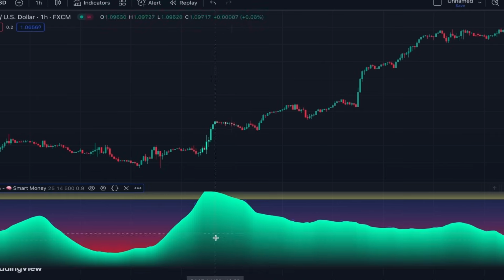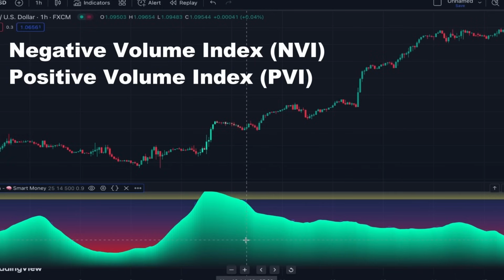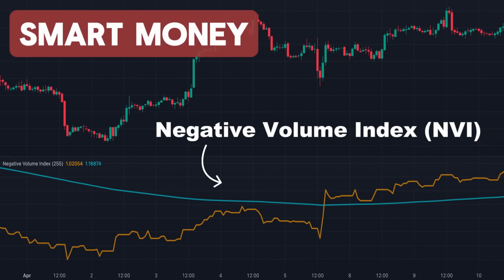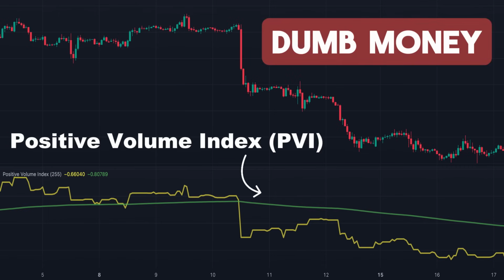Alright, at the core of this indicator, there are negative volume index and positive volume index, which are used for analyzing the smart money and dumb money. Negative volume index is a cumulative indicator that was developed by Paul Dysart in 1930. This indicator uses the change in the volume to know when the smart money is active in the market. And positive volume index, created by the same author, is an indicator that is calculated based on price movement on periods with increased volume, and this is used to identify when dumb money is active in the market.